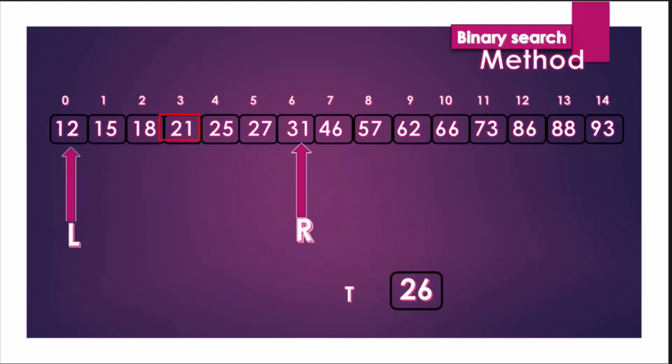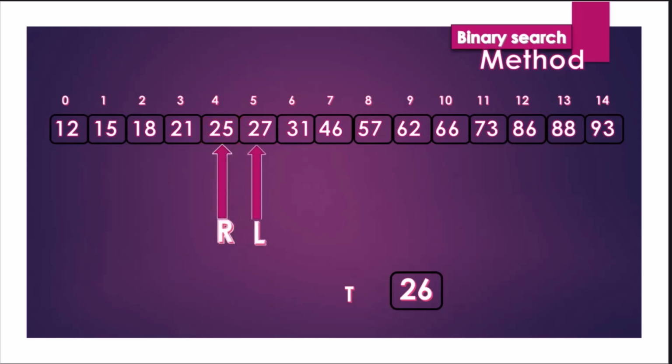T is greater than cell 3, so L is positioned at cell 4. T is smaller than cell 5, so R is positioned at cell 4. T is larger than cell 4, so L is positioned at cell 5. Now we can stop the search since R has become smaller than L. The target T is not found.